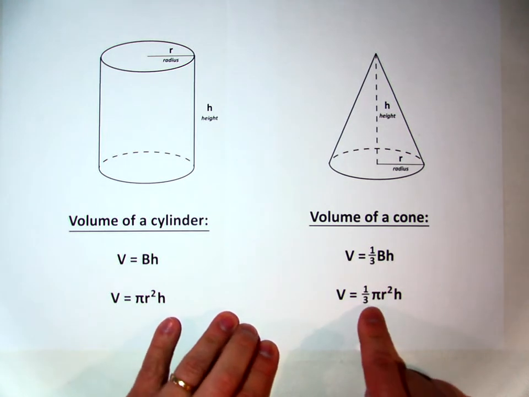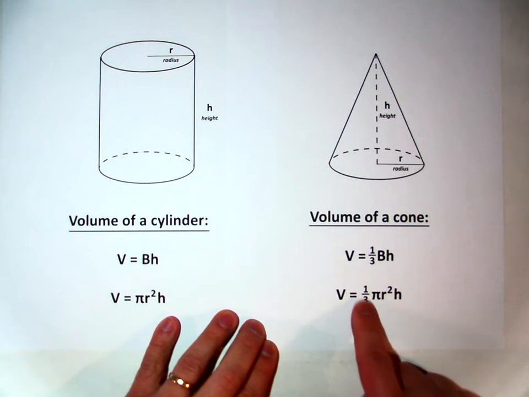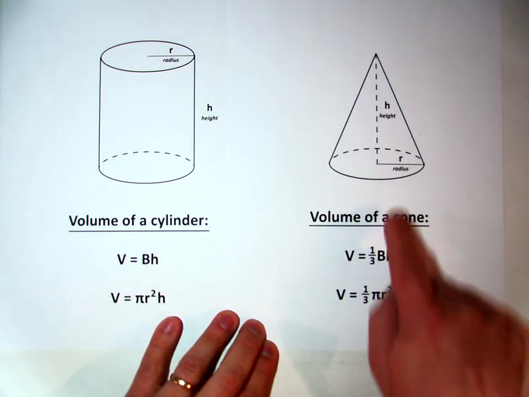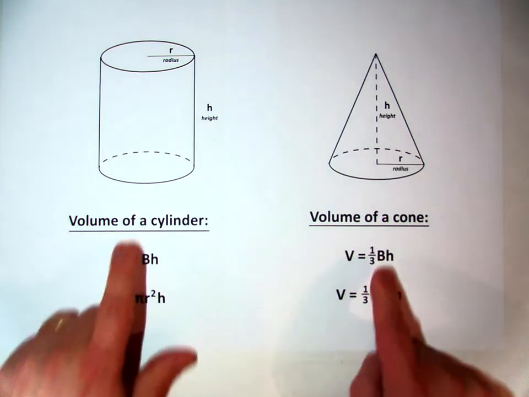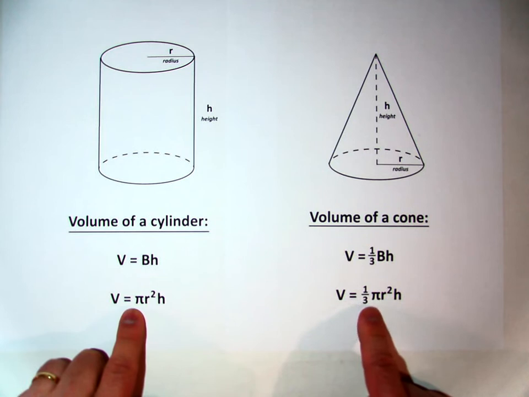And these are the problems that we were working on last class. The volume of a cone is 1/3 pi r squared times the height. So the pi r squared is still the area of the base, and the difference between the cylinder and the cone is that we're incorporating this coefficient of 1/3 right in the front.